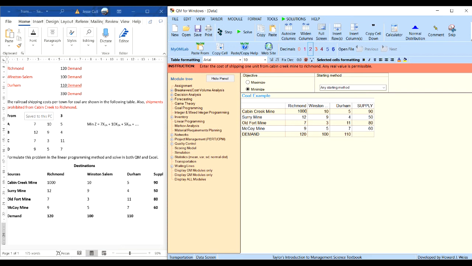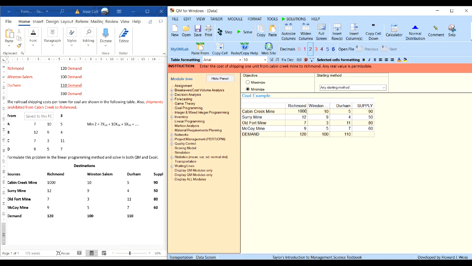Old Fort Mine, looks like of their 80 produced, probably a lot of it's going to go to Winston. Compared to Richmond and Durham, it's very cheap for Old Fort Mine to ship to Winston. McCoy Mine is again cheap to send to Winston, so probably this 80 and 60, a good part of this will go to Winston-Salem. Now, Richmond requires 120. Old Fort Mine is good.